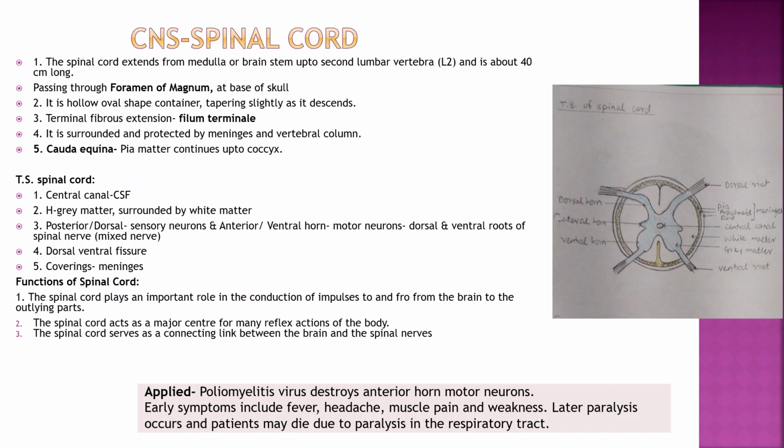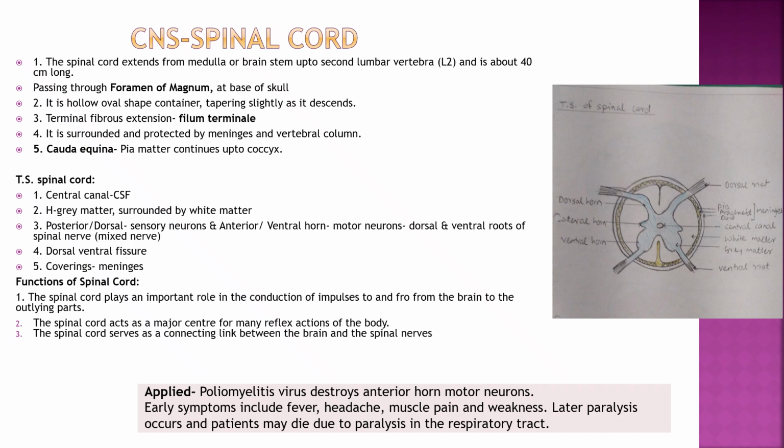The transverse section of the spinal cord: centrally it consists of the central canal, which is filled with cerebrospinal fluid. The H-shaped grey matter is surrounded by the white matter. The posterior or dorsal horn and anterior or ventral horn give rise to the dorsal and ventral roots of the spinal nerve, which then form the mixed nerve. There is a dorsal and ventral fissure, and the coverings, that is meninges: dura mater, arachnoid mater and pia mater. The functions of the spinal cord: it plays an important role in the conduction of impulses to and fro from the brain to outlying parts.